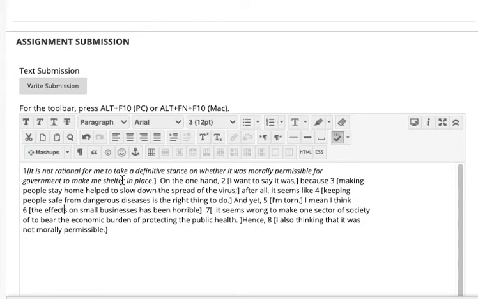In this argument, they did not take a definitive stance, but they still have a conclusion, and their conclusion is that it's not rational for them to take a definite stance. So we know that it's likely to be a conclusion based on the hints and tips that have been given by Dr. C. Then we have, on the one hand, I want to say it was.